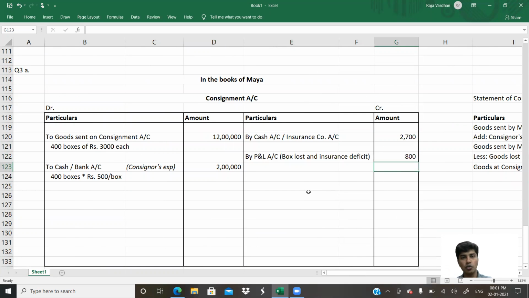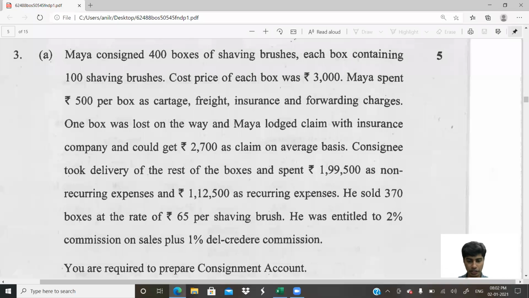Yeah. So we're done so far till here in the question. Let me continue reading the question. Now, the consignee took the delivery of the rest of the boxes. So 400 sent, one is lost, 399 you have received. Perfect. Consignee took the delivery of the rest of the boxes and spent rupees 1,99,500 as non-recurring expense. Non-recurring expense is non-selling expenditure. Recurring expense is selling expenditure. So how much did he incur as non-recurring expenditure? He spent 1,99,500 and 1,12,500 as recurring expense.